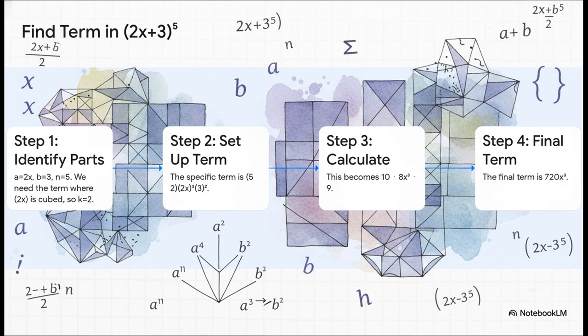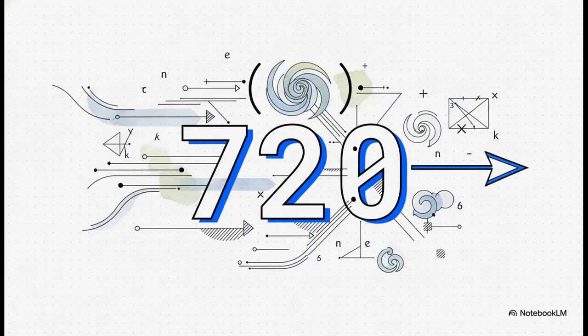First, we identify our parts. a is 2x, b is 3, and n is 5. Now we want the term where our a part, the 2x, is cubed. Since the exponents have to add up to 5, that means our b term has to be squared. That tells us our k value is 2. So we plug everything into the formula for just that one term, calculate each piece, multiply it all together, and we get our answer. And there you have it, 720x cubed. The coefficient, the number we were looking for, is 720.